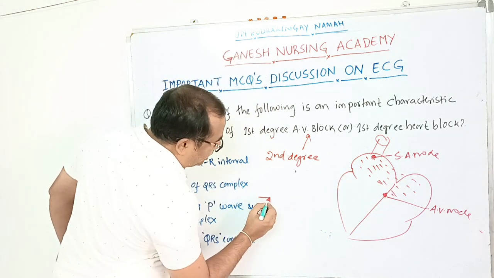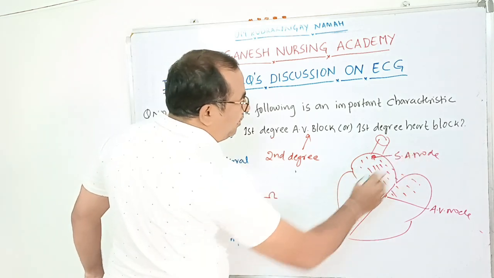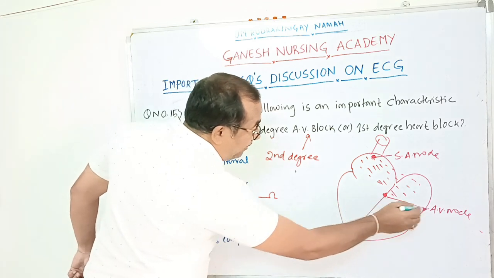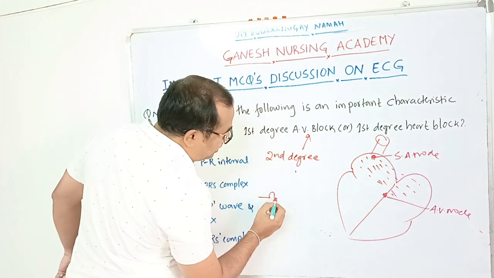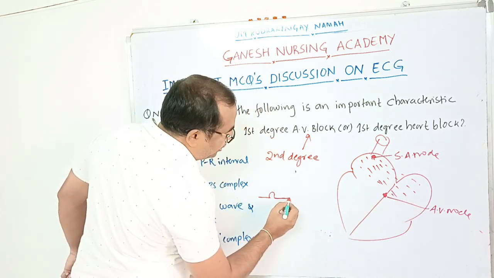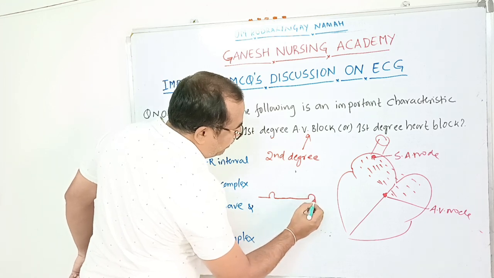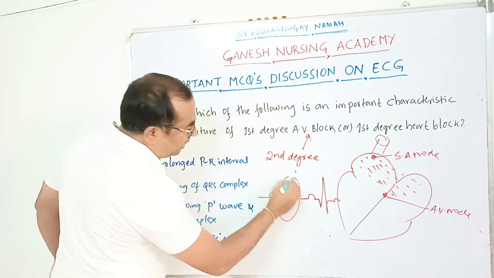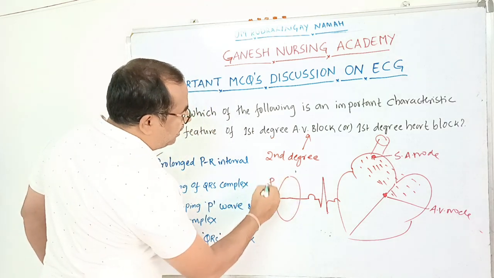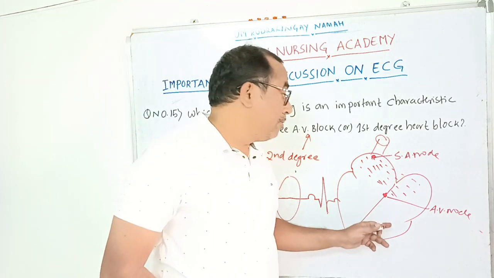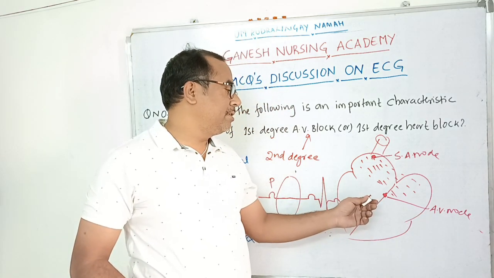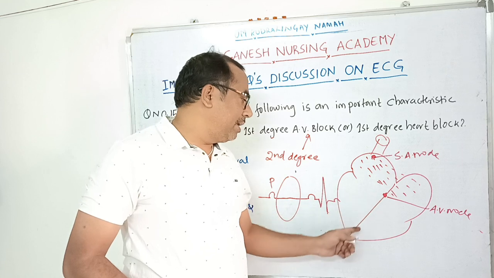So first there is a formation of the P wave. This P wave is formed because of normal SA node activity, and because the AV node is unable to carry the impulses, there is an absence of QRS complex. Then again there is a P wave, then QRS complex, then P wave. So here the QRS complex is completely absent. Why? Because the AV node is not able to transmit the electrical impulses from the SA node to the bundle of His.